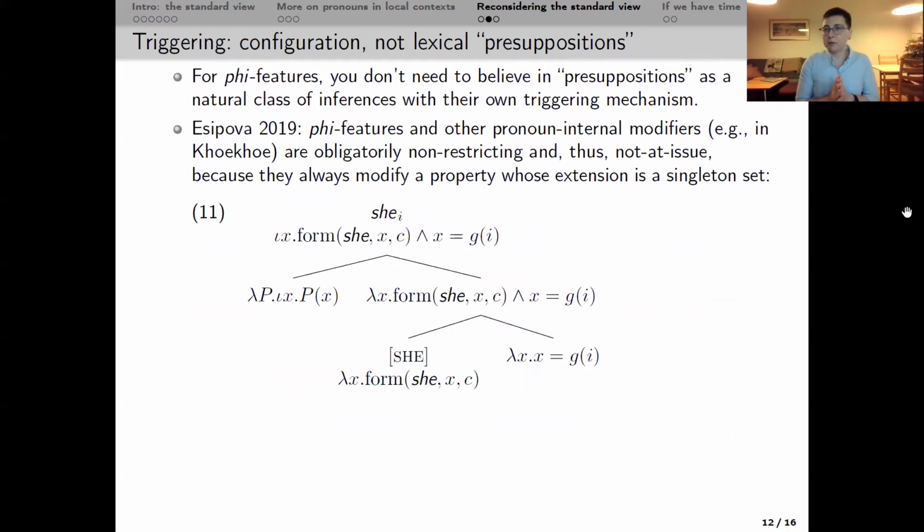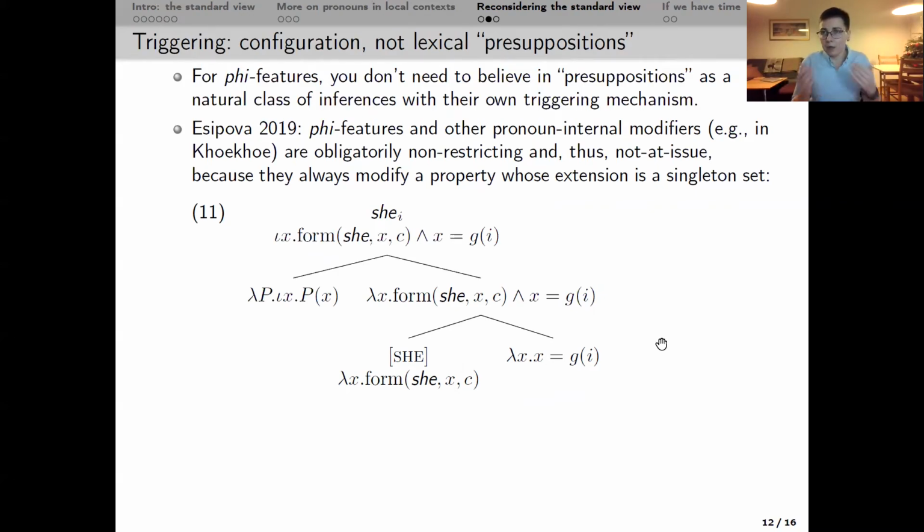Instead, I propose that we follow my dissertation. I'm not going to go into any substantial detail, but the general idea is that we treat pronouns as definite descriptions, and we treat any phi features or other pronoun internal modifiers as modifiers compositionally, except this property that they modify is the property of being identical to the value of the index of the pronoun, which means that its extension is always a singleton set, which means that any modifiers that modify this property are going to be non-restricting. They simply cannot restrict this property any further.